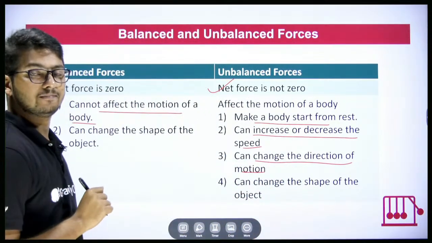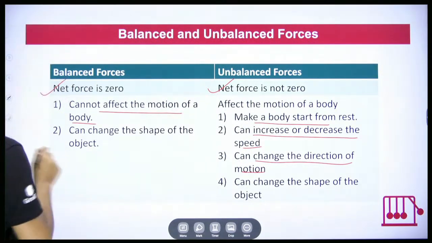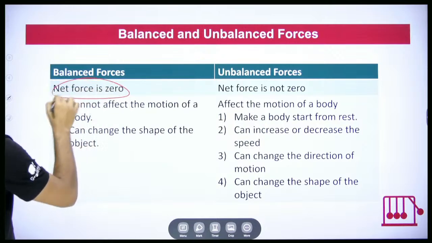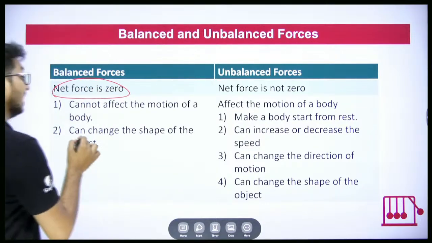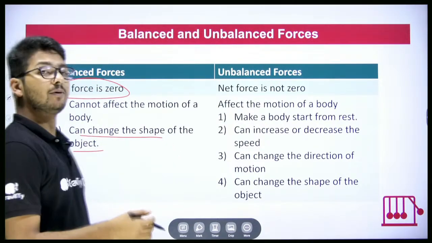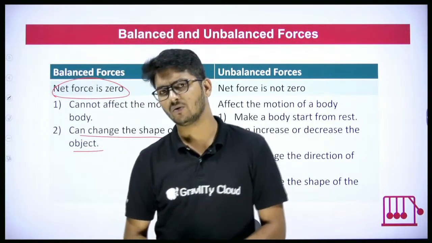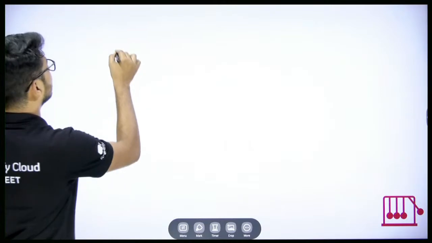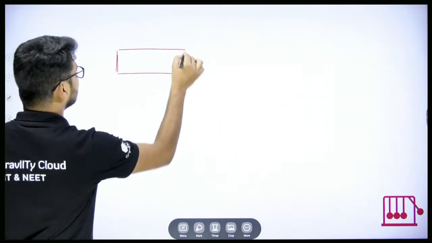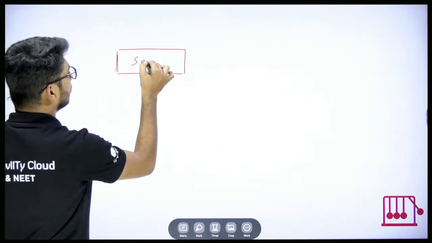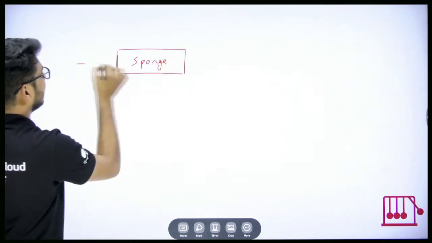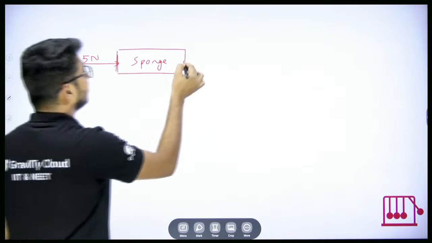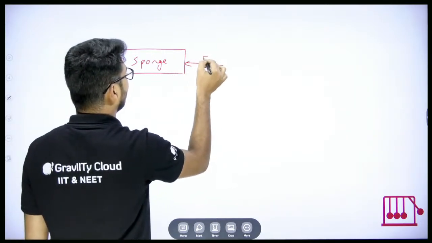All of that. Okay. But there is an interesting point here. Net force is 0, that is balanced forces, yet they can change the shape of the object. How? I'll give a simple example. If you take a sponge and apply equal forces of 5 Newton and 5 Newton.